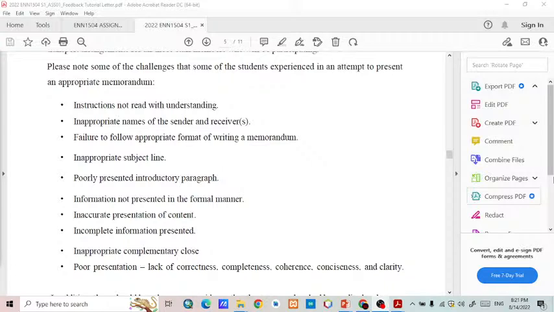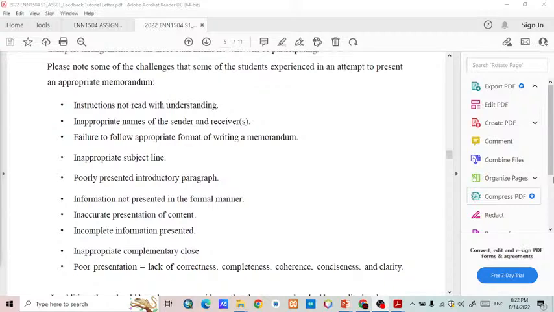If you're looking at the screen now, you'll see that the lecturers actually outline some of the common mistakes that students make. This is the feedback from last year's assignment, which had the same questions. The topic might have been different, but the questions were the same.